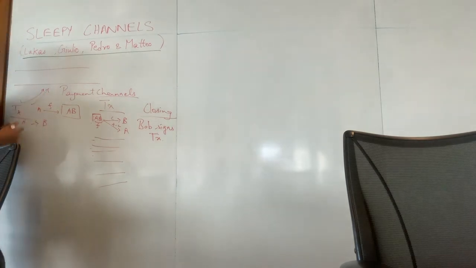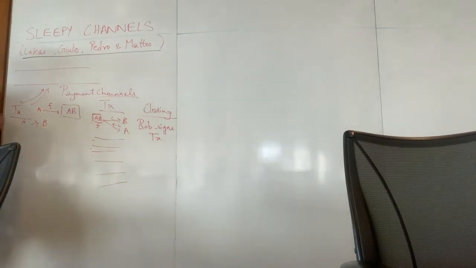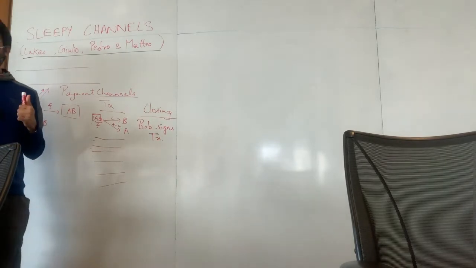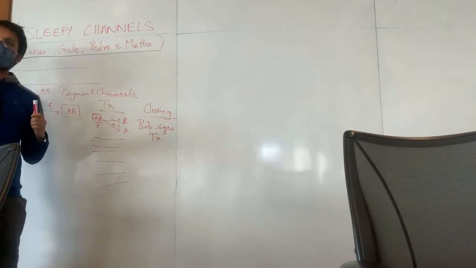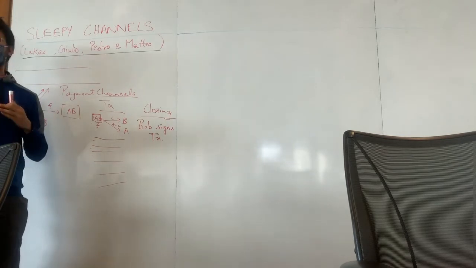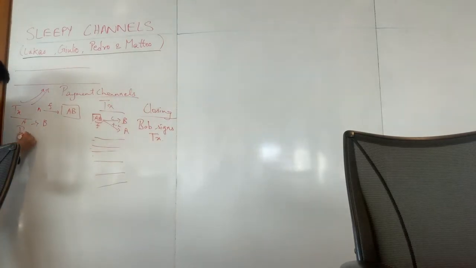What if Bob doesn't close the channel? Then Alice loses all the money. Good question. That's why you have a refund mechanism where if Bob ever refuses to sign, Alice gets back the funds from the joint address after some reasonable amount of time. So that's the refund mechanism.